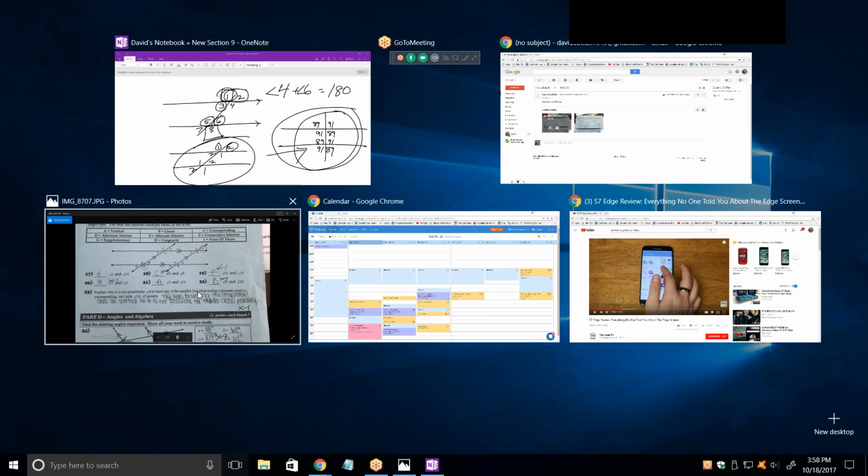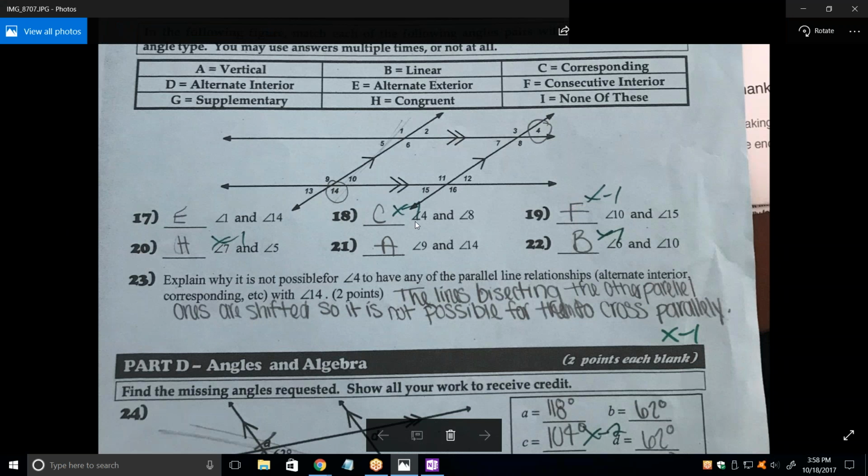Now, let's look at this problem. The problem was, what are angles 4 and 8? Well, there's 4, it's acute, and there's 8, it's obtuse. What must they be? They're also side by side. So are they linear? Supplementary.